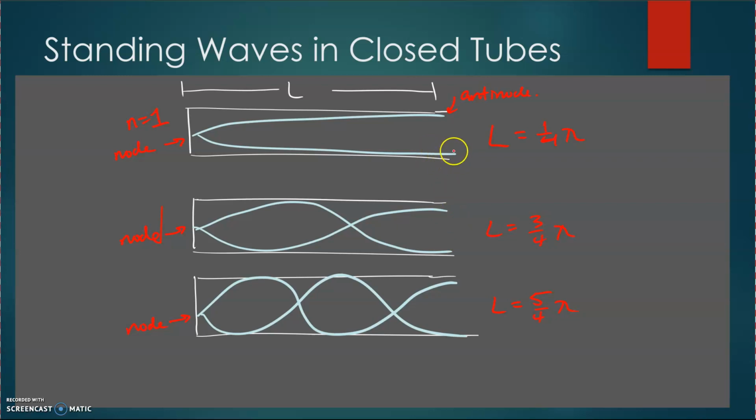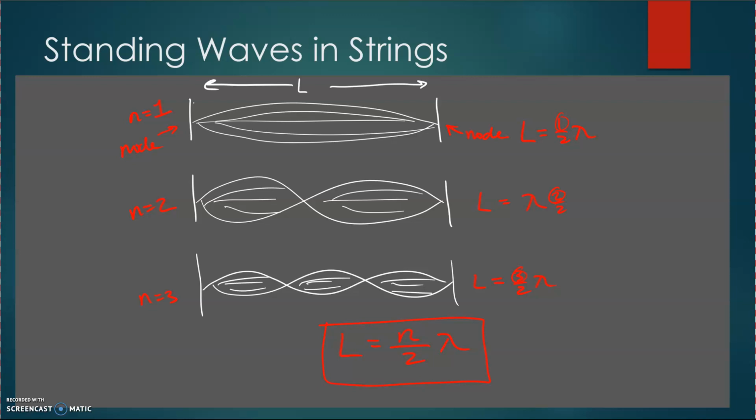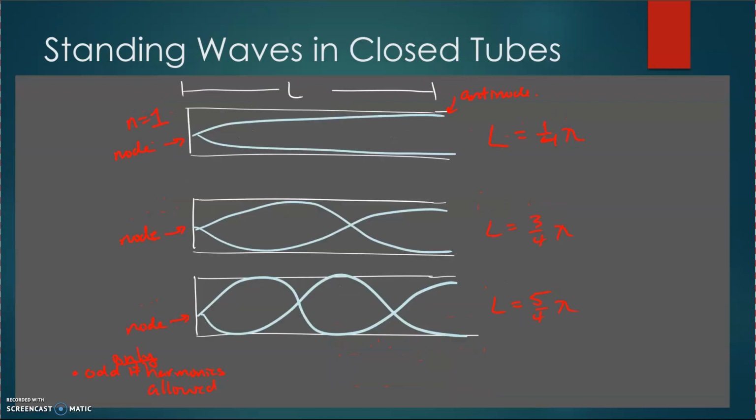Or you can think of it this way: the frequency that fits in here is going to be 3 times the frequency that fits here. So in a standing wave in a closed tube, we can't get every harmonic in there. We can only get odd number harmonics, and I should emphasize, only odd number harmonics are allowed. With strings, we could have everything, even and odd, whereas with a closed tube, only the odd number harmonics are allowed.